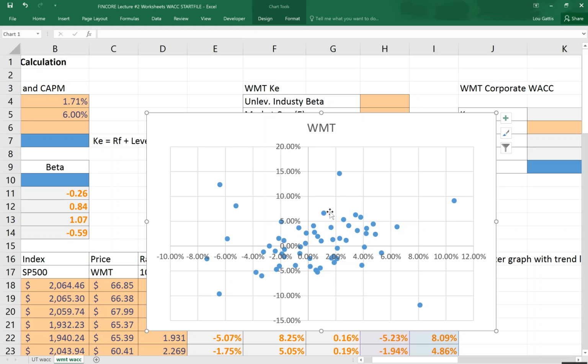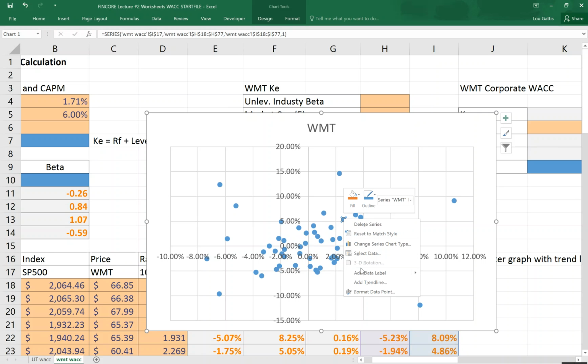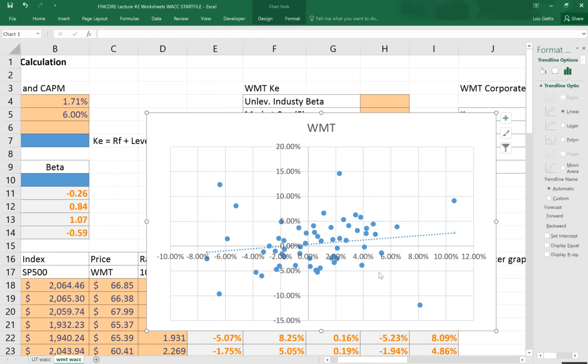So I'm looking at this month right here. This month had Walmart's return at 6.63% and the market's return at about 1%, 1.14. So each dot represents a month's return. Now if I click on a dot here and right click, I can add a trend line. I'm just going to use this linear trend line, and ask it to display the equation, and I'll close that.